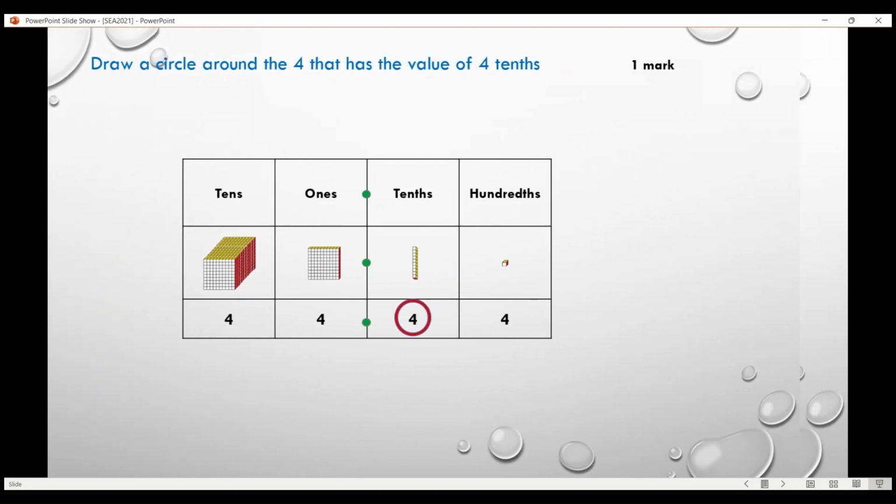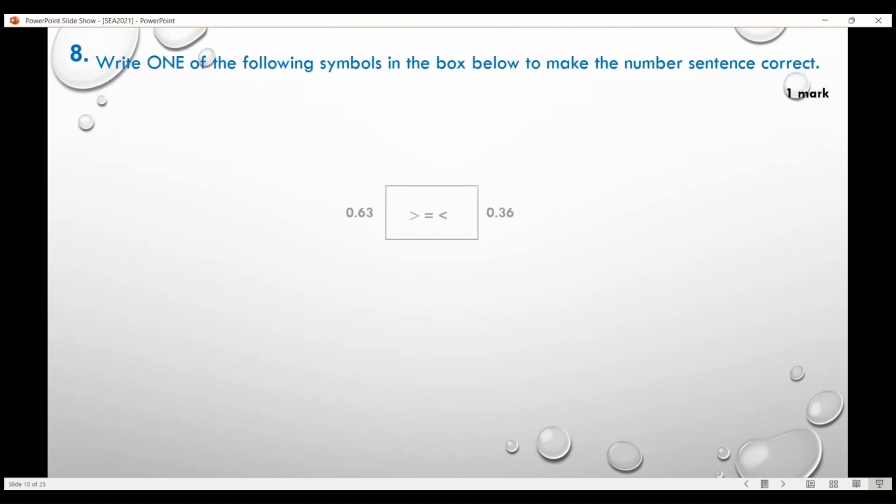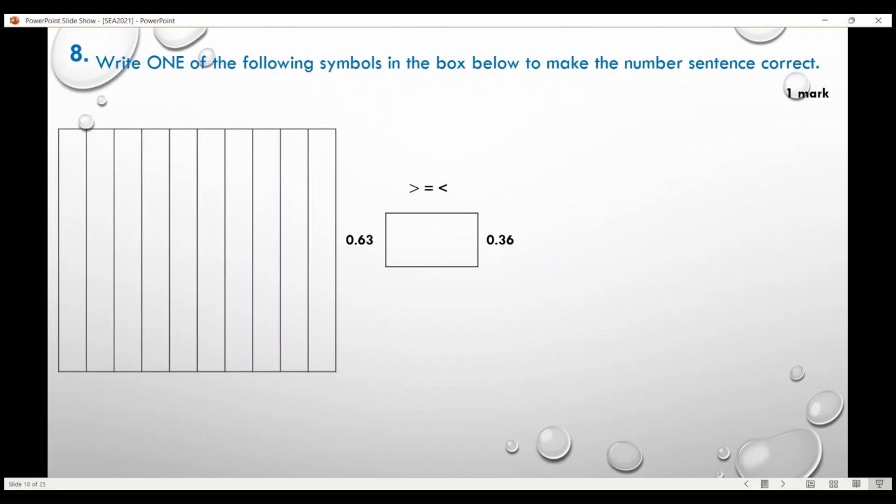Let's go on now to number 8, where the question is asking us to write one of the following symbols in the box below to make the number sentence correct. So we have 0.63, we have a box, and we have 0.36. Is 0.63 greater than, equal to, or less than 0.36? So, because so many teachers explain decimals using the grids, right, or the decimal squares, let's use one of these.